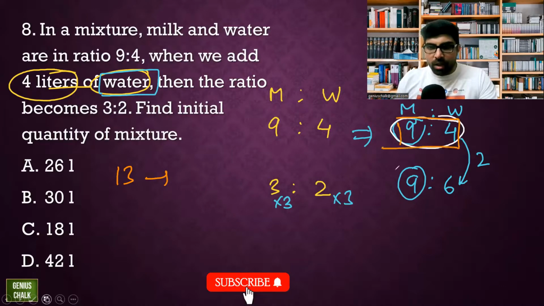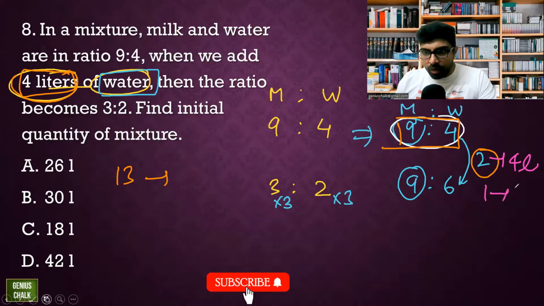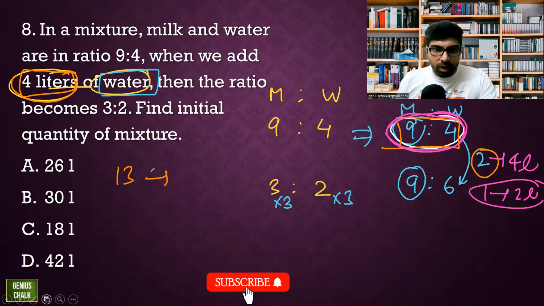Okay, fine. Now we are adding 2 units of water, and that 2 units of water is actually given as 4 liters. This is 4 liters, right? I hope you are getting my point. So basically what we can say, this 2 value is actually 4 liters. So 1 value is equal to 4 liters divided by 2, that is 2 liters. So we need to find 13 value, the total mixture. So 13 value will be 13 into 2, that is 26 liters. Option A has to be my answer.